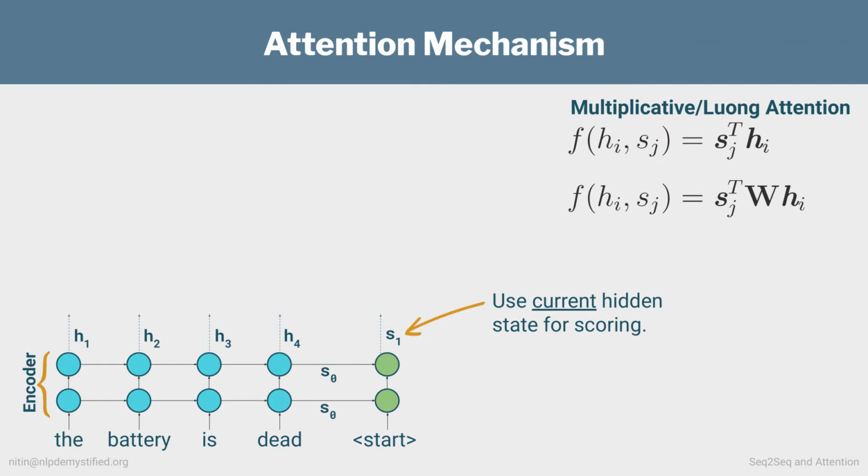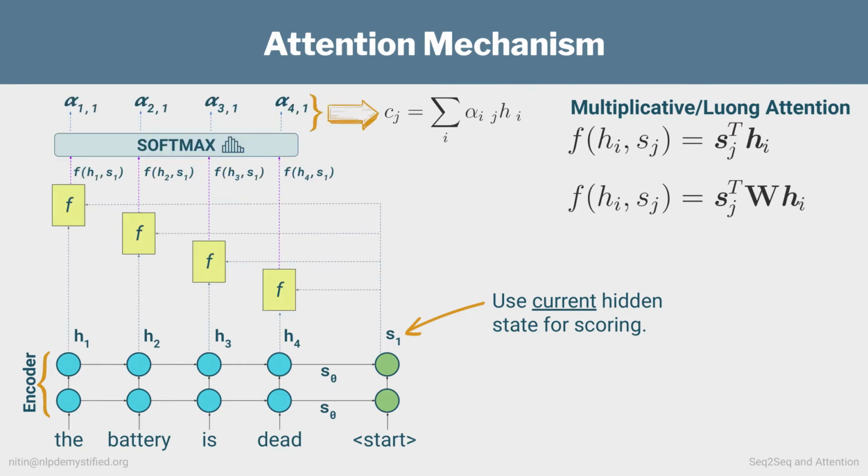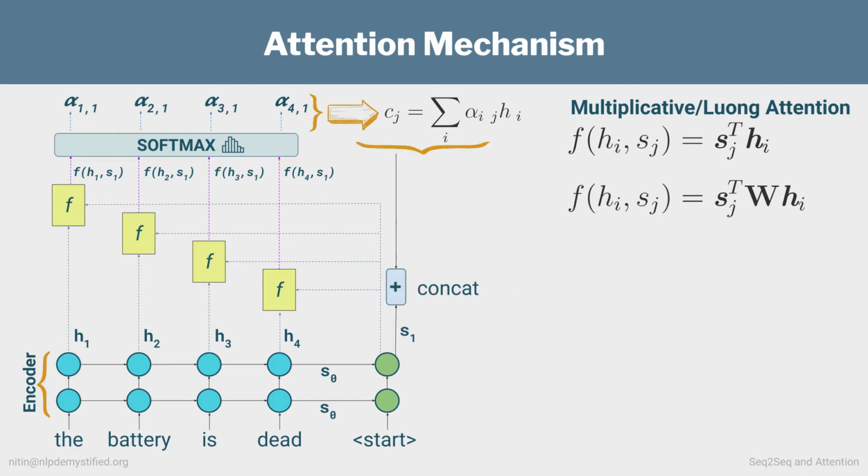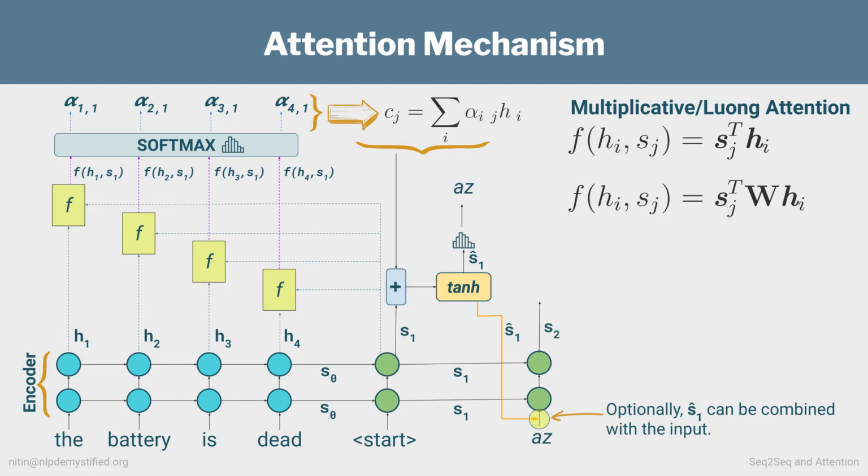In this approach to attention, the current decoder hidden state is used for scoring. From there, the attention weights are generated in the same way, and a context vector is calculated. This context vector is then concatenated with the current decoder hidden state. This concatenation is multiplied by another set of trainable weights, W, then run through a tanh to create S sub 1 hat. S sub 1 hat is then run through a softmax to generate the next word, which serves as the input at the next time step. Optionally, S sub 1 hat can also be combined with the input at the next time step. Okay, so that's multiplicative attention, and we'll implement this in the demo.